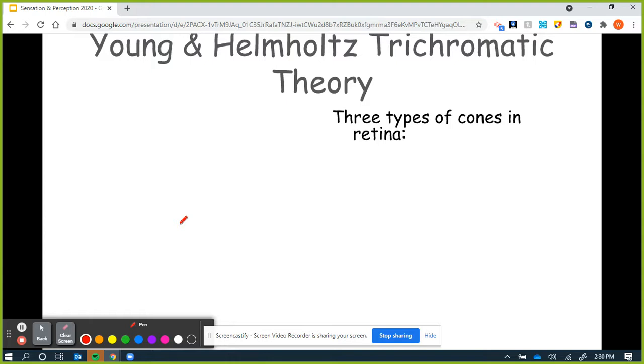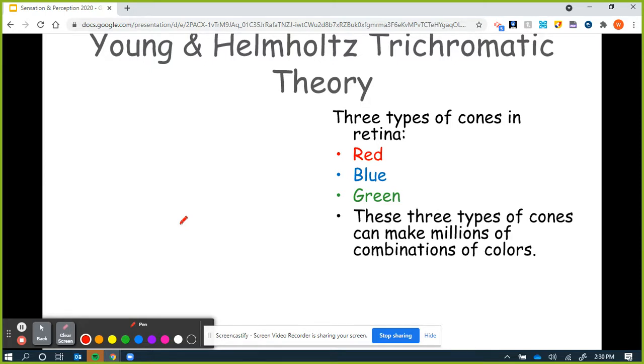We have three different photoreceptors that are activated by three different wavelengths of light. We have ones that are sensitive to light that is in the red part of the spectrum. We have ones that are sensitive to light that is in the blue part of the spectrum. It's like low wavelength. I can never remember. And then ones sensitive to wavelengths in the green part of the spectrum.